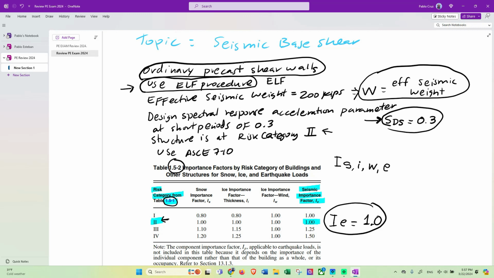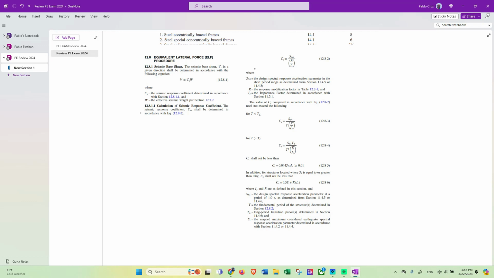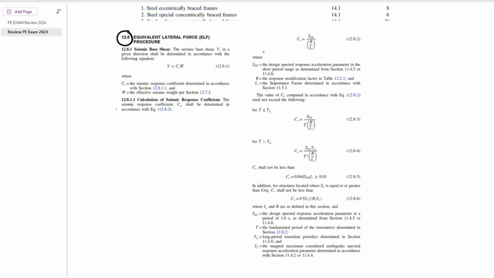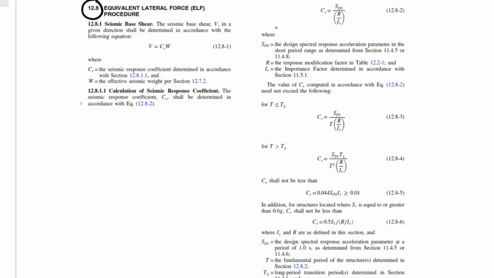ELF, what does it mean? We're going to check this section 12.8, which talks a little bit about the equivalent lateral force, ELF, procedure. We have different things that we need to consider. For example, section 12.8.1 says seismic base shear. The seismic base shear V in a given direction shall be determined in accordance with the following equation.